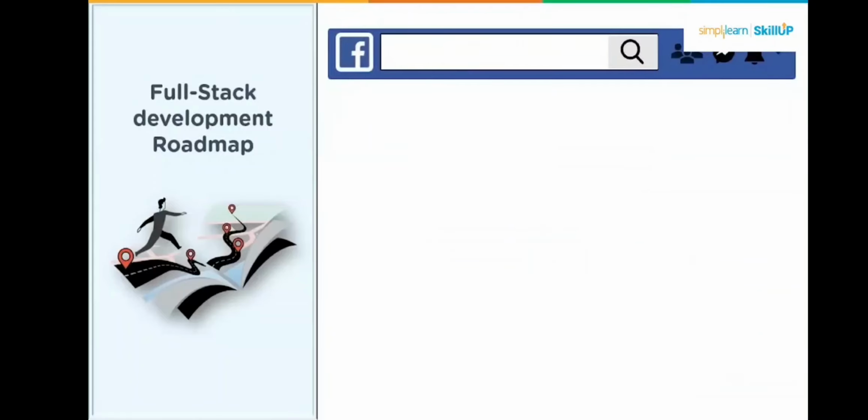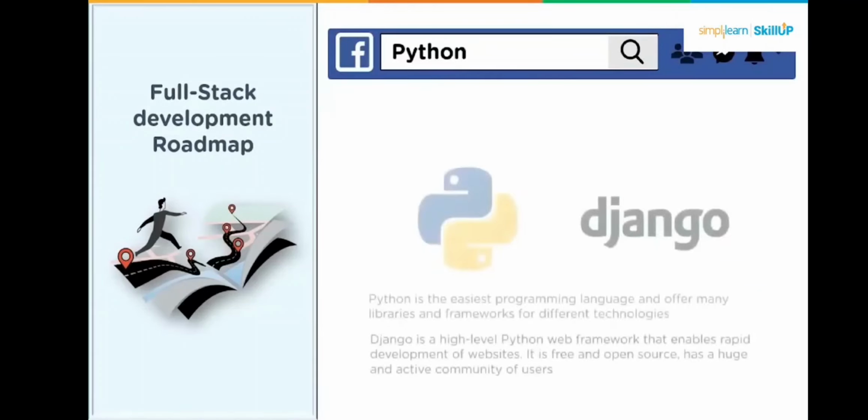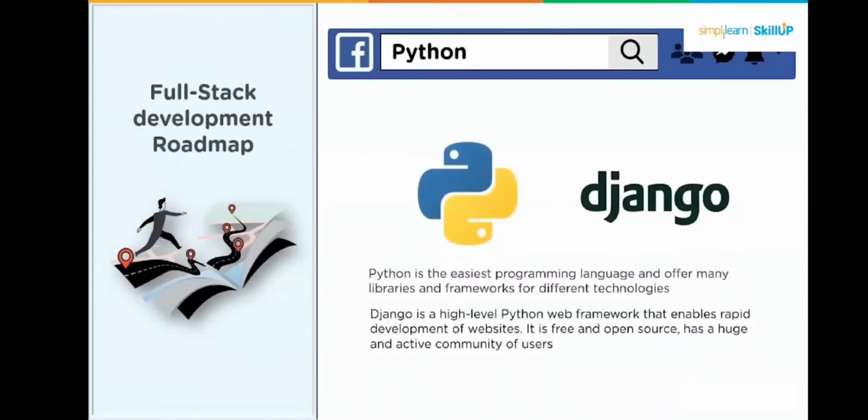Moving on to other backend languages, there's Python and the most commonly used framework, that is Django. Now, Python is the easiest programming language out there, and I'm sure everybody will agree with me on this. It also offers many libraries and frameworks for different technologies. So when it comes to backend in full stack development, Django is a clear winner. Now, it is a high-level Python framework that enables rapid development of websites. It is also free and open source and has a huge active community of users. So I'd really suggest you get your hands on Django and work on it extensively.